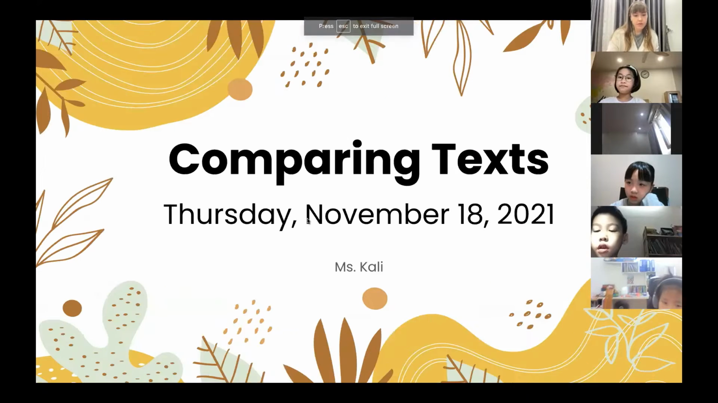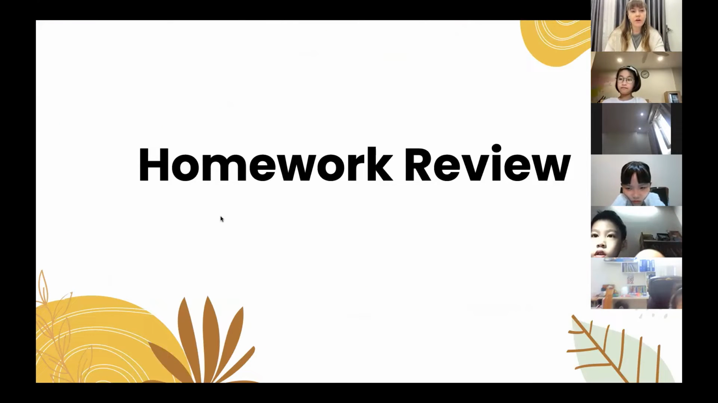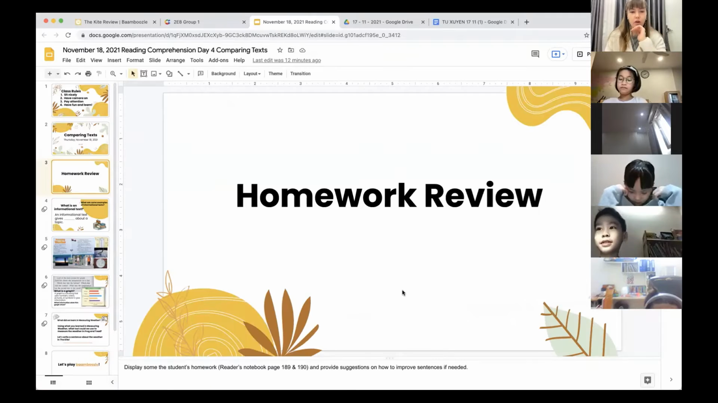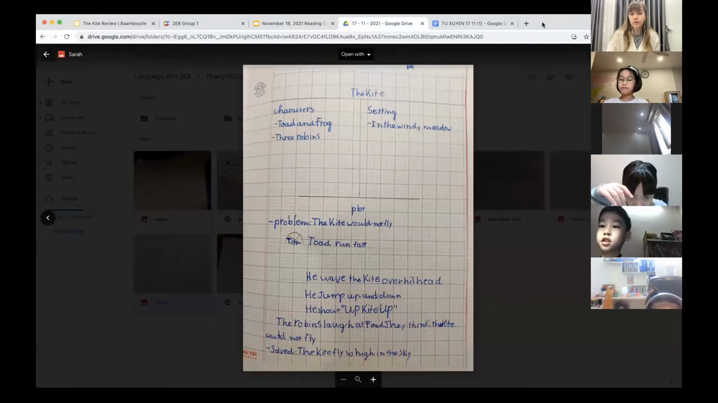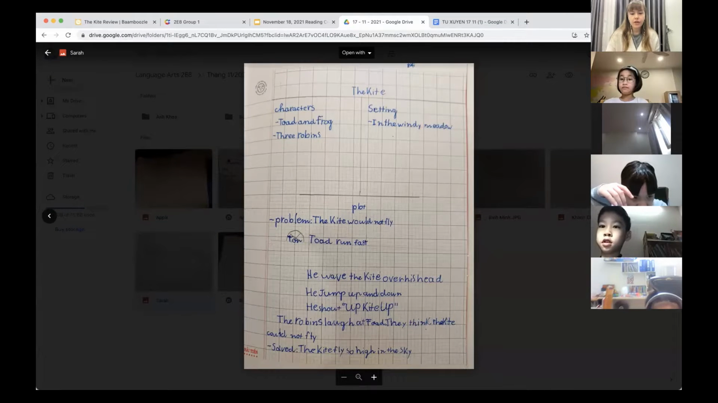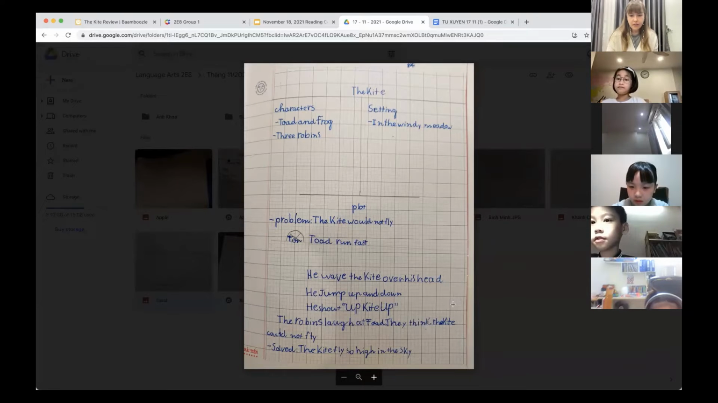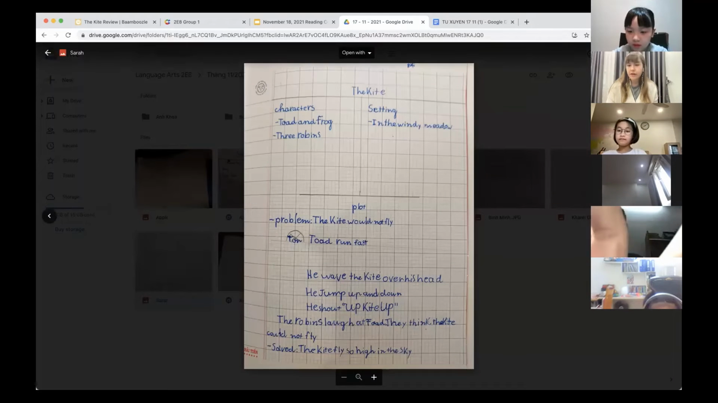We're going to be comparing a new story with the one that we've been reading all week. So we're going to get to read a new story, and we're going to do some comparing between the two texts. First, we're going to go over the graphic organizers, the story structure maps from last night that we finished for homework. So we'll go over a few of our classmates' homeworks, and then we will get going with our lesson. So I have Sarah's up here.